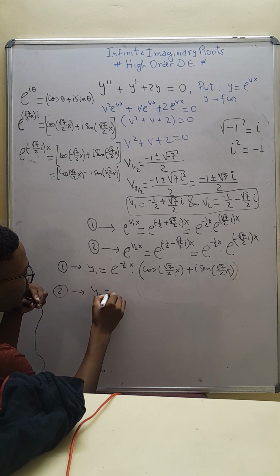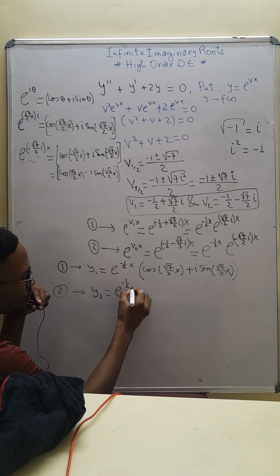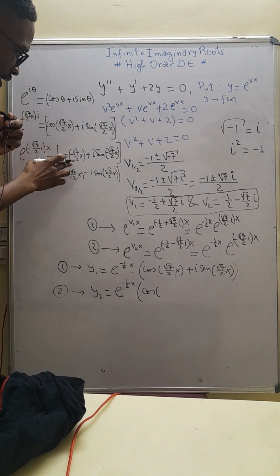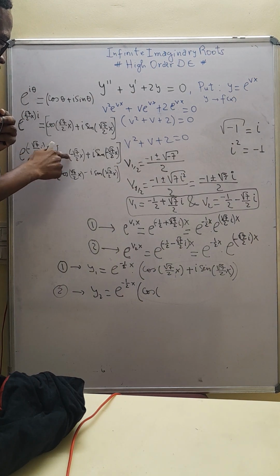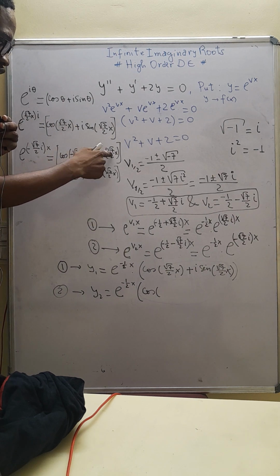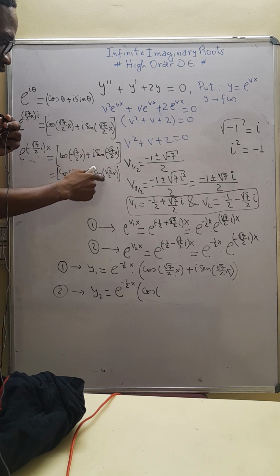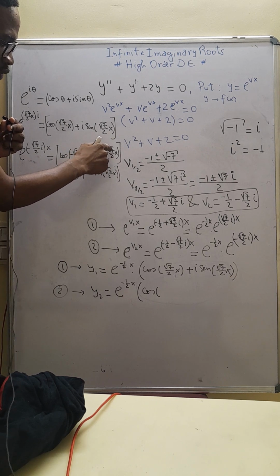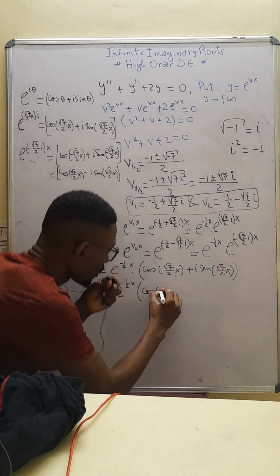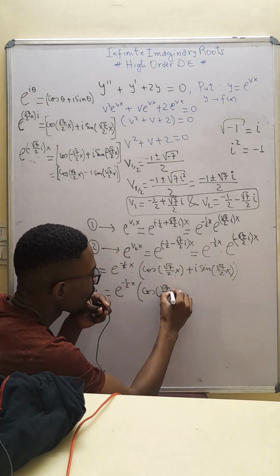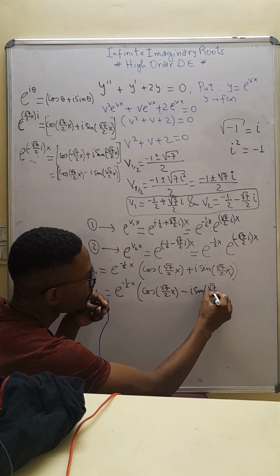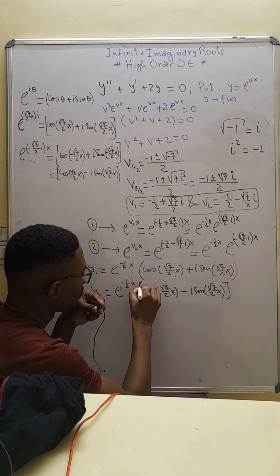For the second expression, y2 will be Euler raised to 1 by 2x, and here cos. We know that cos is an even function, so cos of minus this one will be the same as this. But sin is an odd function. So sin of minus root 7 by 2x will be minus i sin of this expression. So this will be cos of root 7 by 2x, and here minus i sin of root 7 by 2x.